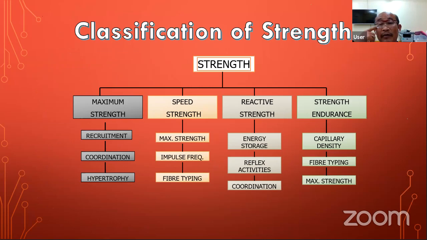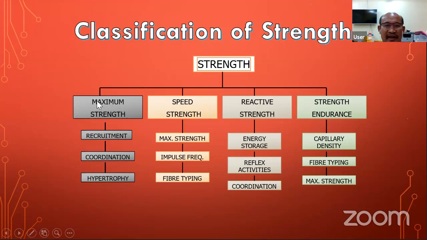Now we come to the classification of strengths. Strength has 4 types. I will not mention strength number 5, event specific strength, but normally we talk about and classify strength into 4 types.